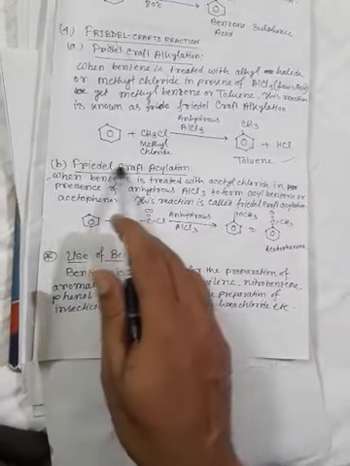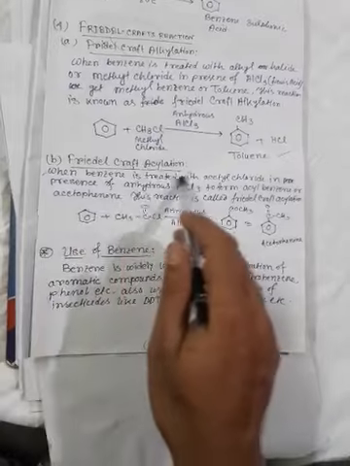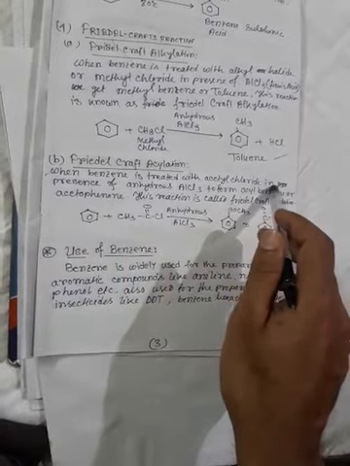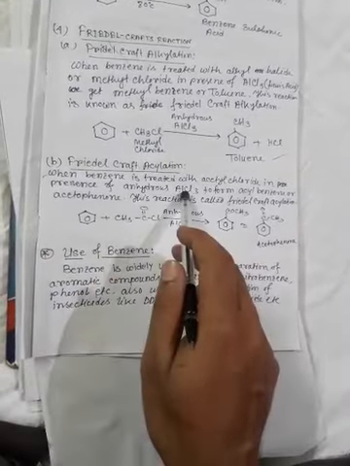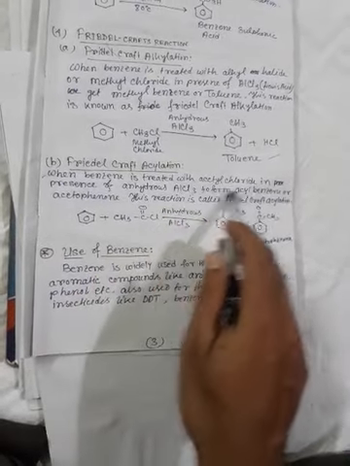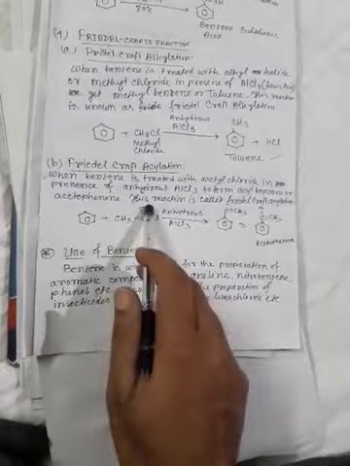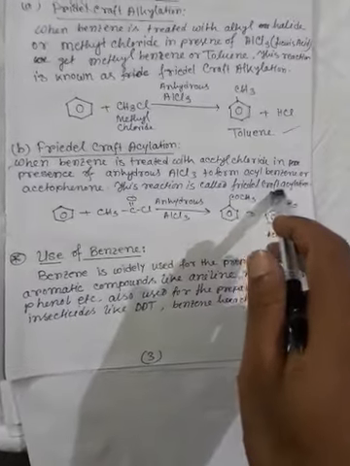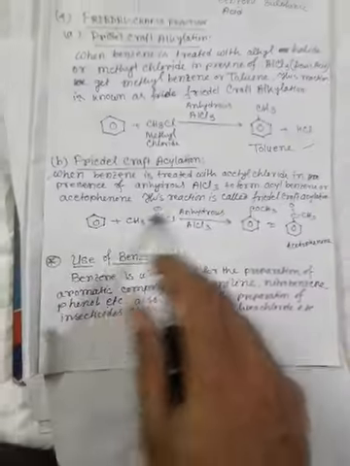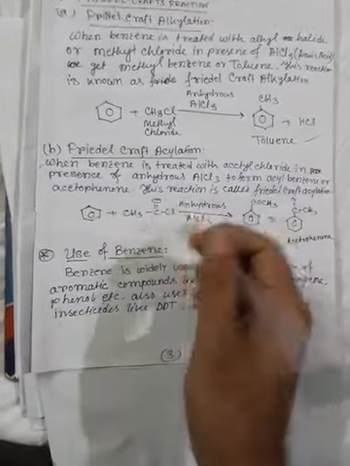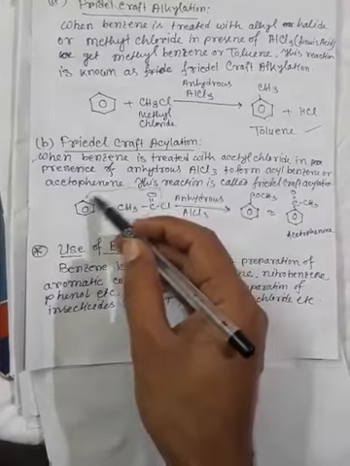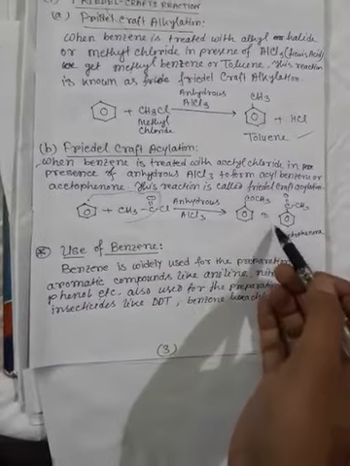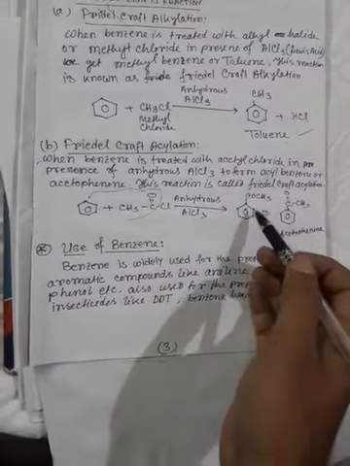And Friedel-Crafts acylation: when benzene is treated with acetyl chloride in presence of anhydrous AlCl3 as a catalyst to form acyl benzene or acetophenone, this reaction is called Friedel-Crafts acylation. Now this one is the acyl group. This acyl group enters the benzene ring and we get COCH3, and we may write it in this way or in this way. This one is acetophenone.